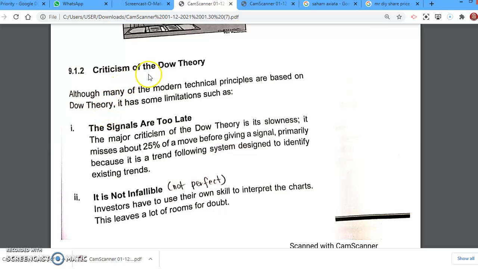Okay, so what are the criticisms of the DOW theory itself? Apakah kritik-kritik yang dibuat terhadap teori DOW ini? So the first one adalah the signals are too late. So the major criticism of the DOW theory is its slowness. It misses about 25% of a move before giving a signal, primarily because it is a trend following system designed to identify the existing one. So dalam DOW theory memang kita membuat pergerakan harga berdasarkan sistem yang ada, sedangkan di luar sana share price mungkin telah bergerak lebih ke hadapan. So agak slow untuk kita mengkaji berdasarkan existing trend yang sedia ada.